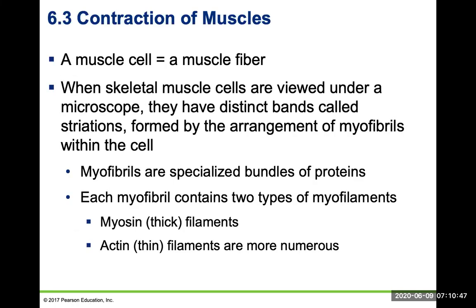A muscle cell is another word for what we call a muscle fiber. And when skeletal muscle cells are viewed under a microscope, we can see their distinct bands of striations formed by the arrangement of myofibrils within the cell. Myofibrils are specialized bundles of proteins, and each myofibril contains 2 types of myofilaments. They're either myosin, which are thick filaments, or actin, which are thin filaments.